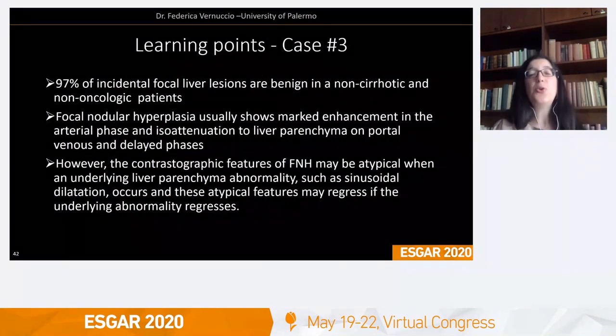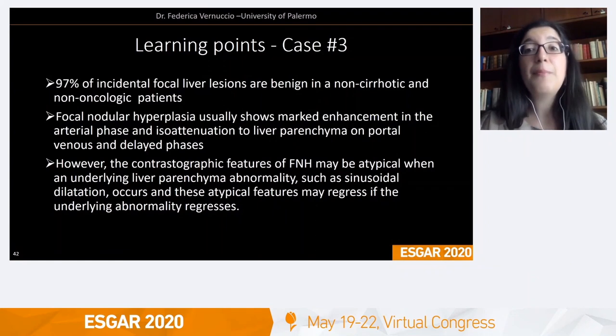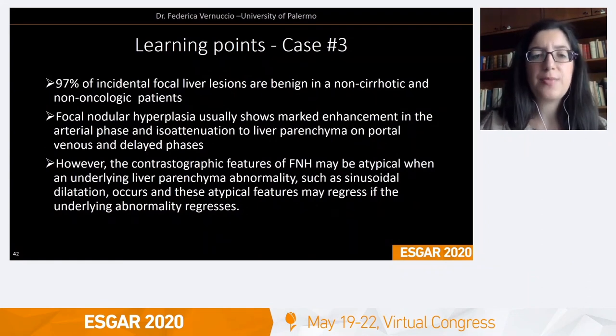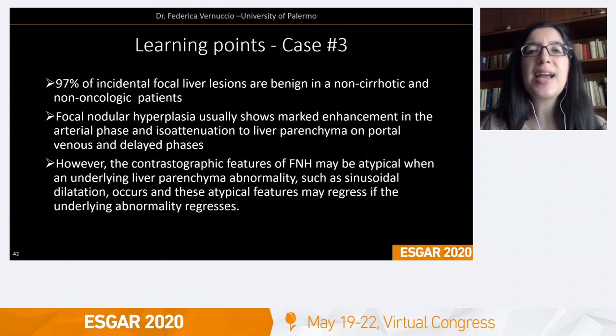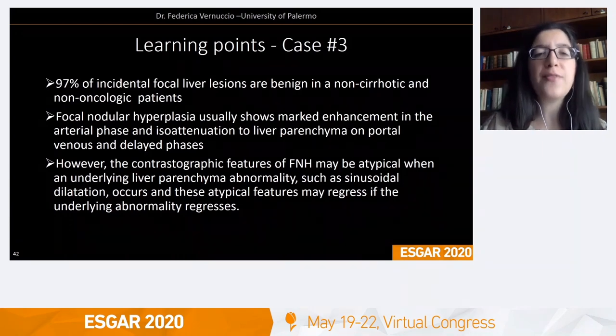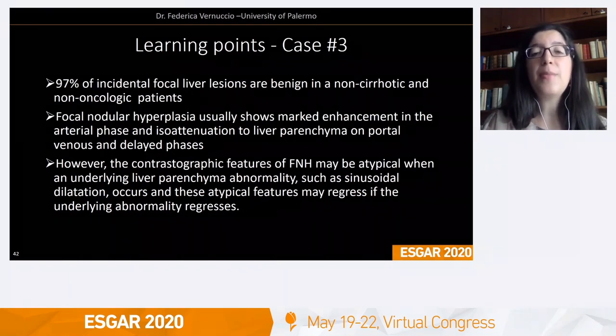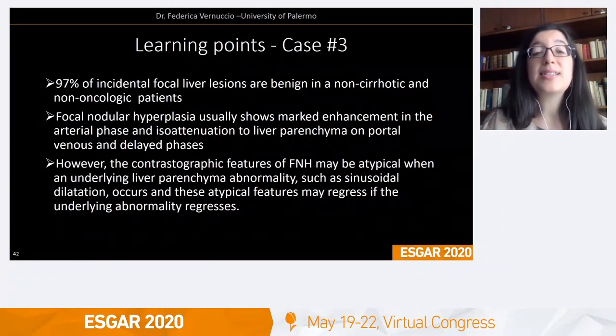So thanks to this case, you will have learned that 97% of incidental focal liver lesions are benign, because this was a non-cirrhotic and non-oncologic patient. FNH usually shows marked enhancement in the arterial phase and isoattenuation to liver parenchyma on portal venous and delayed phase. However, if there is something else occurring in the liver, in this case sinusoidal dilatation, so a sinusoidal obstructive syndrome, the normal contrast features of FNH may be lost, and these atypical features may regress if the underlying abnormality regresses. Thanks for your attention.